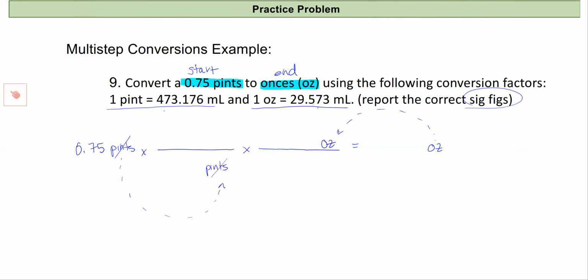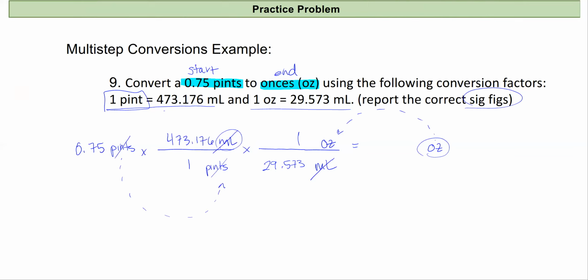Looking up at my 2 conversion factors, I only have one that has pints in it. So I'll use that first. 473.176 milliliters equals 1 pint. If I were to stop here and just multiply my 0.75 pints by my first conversion factor, I'd have units of milliliters. But I don't want milliliters in my answer. So I need to have milliliters at the bottom of my conversion factor that's second, so they cancel out. And I have a conversion factor that equates ounces and milliliters, which is great. So 1 ounce is 29.573 milliliters.